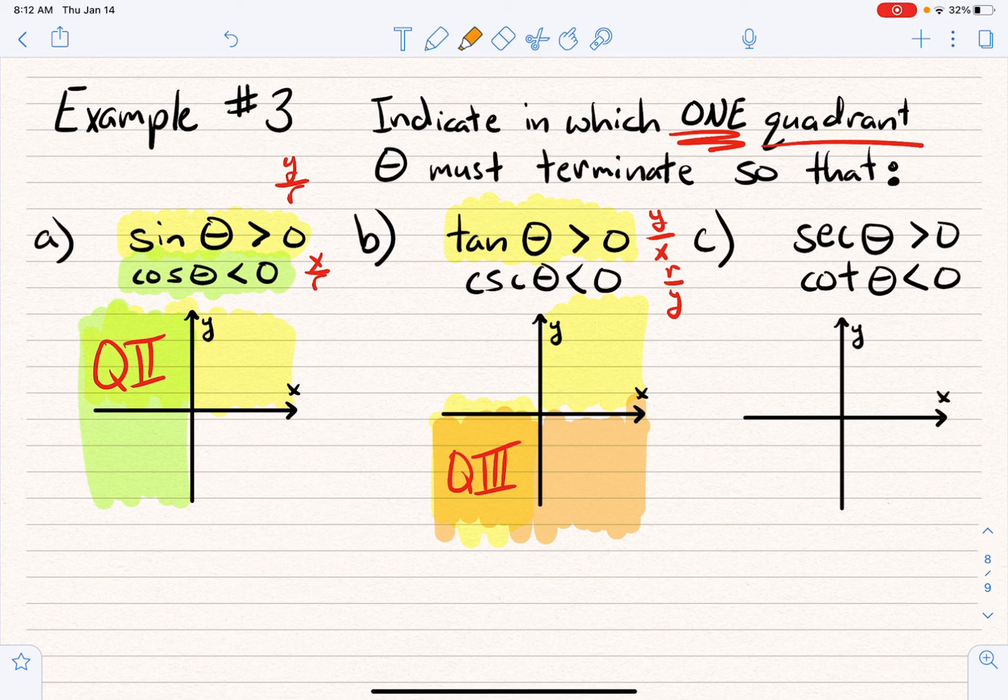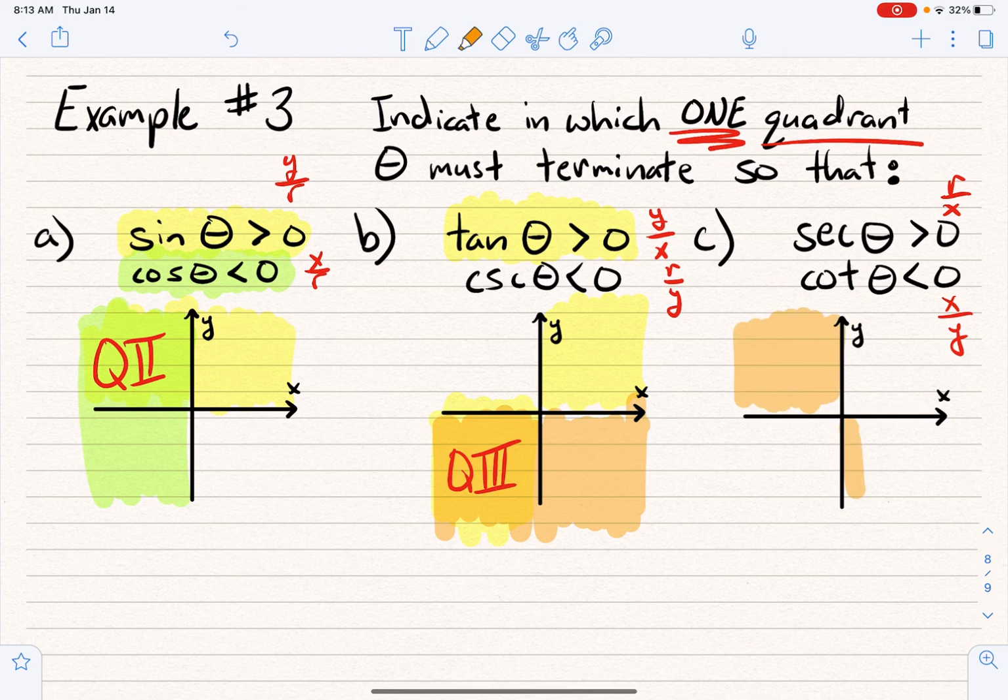Okay, last one. I'll give you just a minute head start to take a look at it. We don't have to pause the video, but just look at secant theta being greater than 0. So what's secant theta? Secant theta is r over x. So for that to be positive, that would mean that x is positive. And cotangent theta is less than 0. Cotangent theta is x over y. For that to be negative, that means that they have to have different signs. Okay? So cotangent has a different sign here and here. That's what this one is. And then for secant theta to be greater than 0, x is greater than 0. That's everything right here. And clearly they overlap right there in quadrant 4.